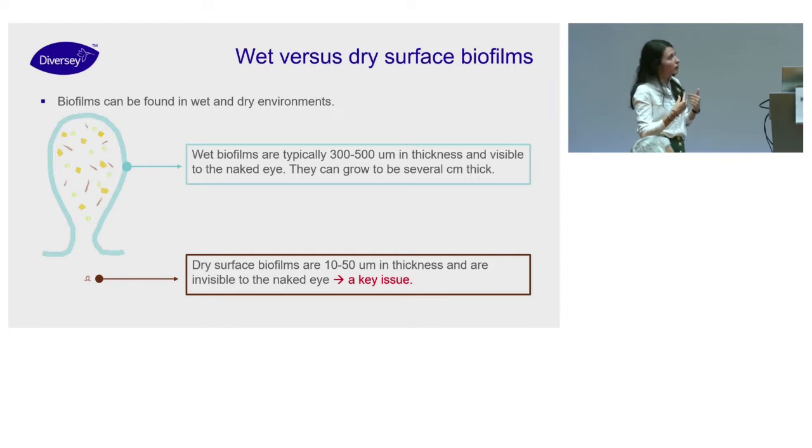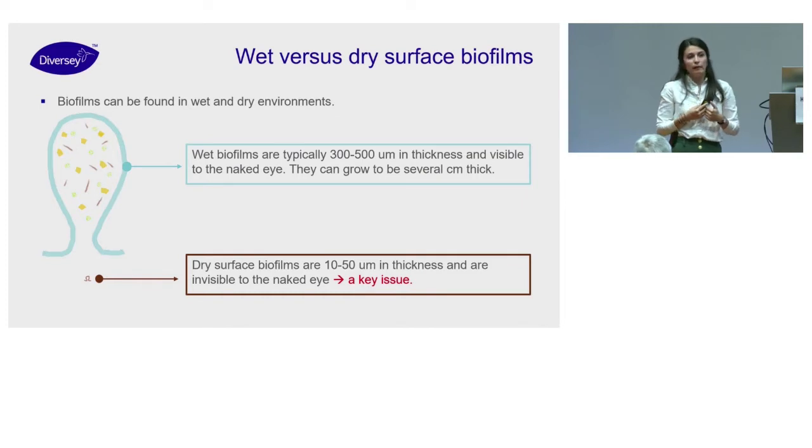However, there is another type, dry surface biofilm, and you're going to hear more about it as well. They are, of course, way smaller. It means that they are not actually visible to the naked eye, and you will find them on horizontal surfaces. And that's indeed an emerging issue.